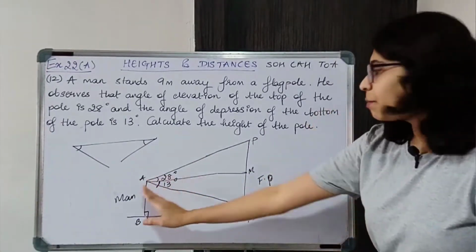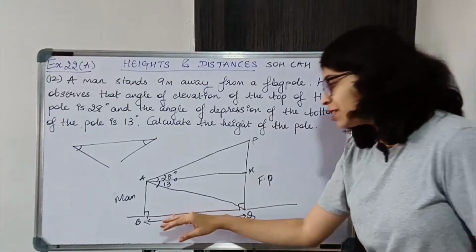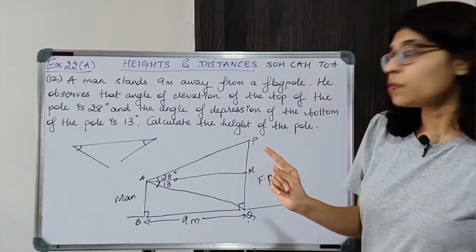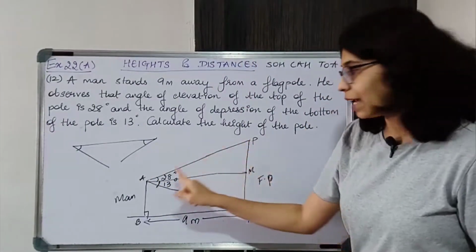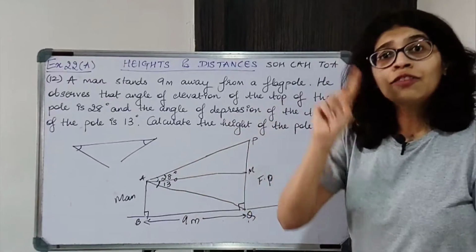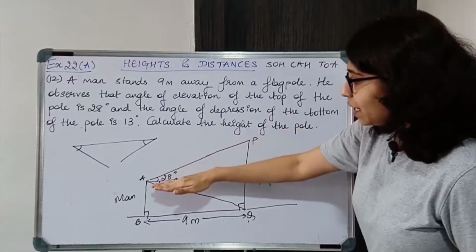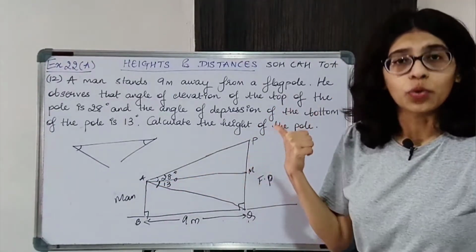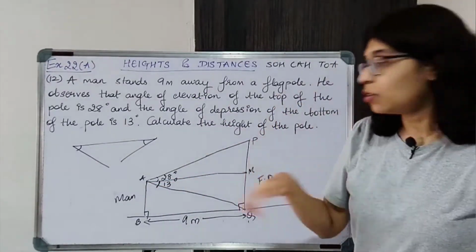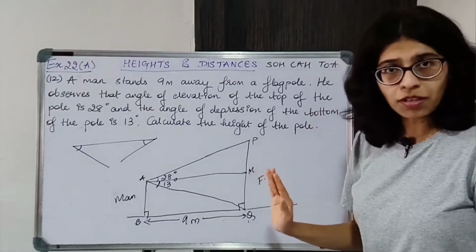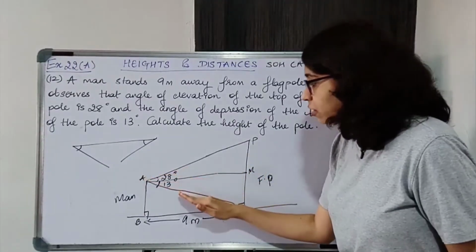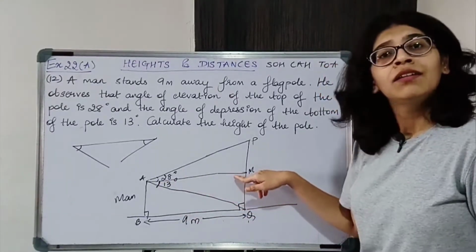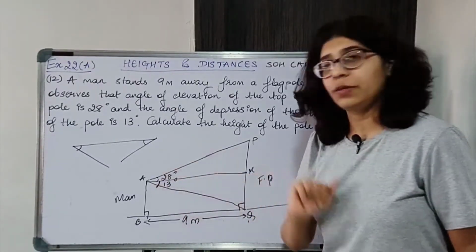I'll repeat, there is a man, there is a flagpole, the distance between them is 9 meters. Now when he's looking at the top of the pole, the angle of elevation is 28 degrees. For the angle of elevation, the angle between the line of sight and the horizontal is the angle of elevation. Do we have the horizontal? No. So we need to construct the horizontal, draw the horizontal. Okay. Now when he is looking at the bottom of the pole, this will be the line of sight. So the angle between the line of sight and the horizontal will be the angle of depression.